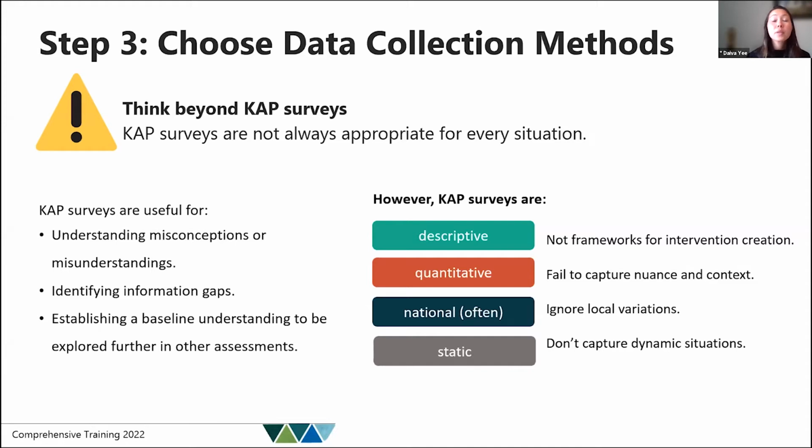So CAP surveys are really useful for understanding misconceptions or misunderstandings in the community, for identifying information gaps, and for establishing a baseline understanding that can be further explored in other assessment methods. However, they tend to be descriptive. That means that they don't necessarily have a framework for intervention creation. They tend to be quantitative unless you have a lot of open answer responses. Otherwise, they're really quantitative, which sometimes fails to capture some of the nuances or context within the community.